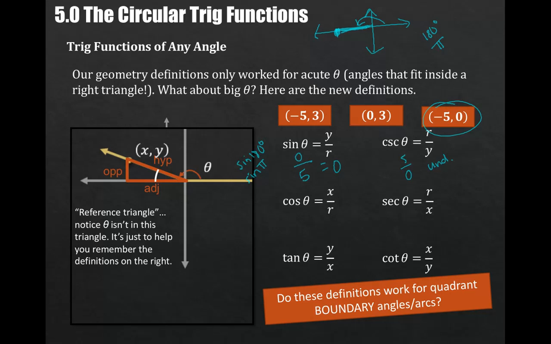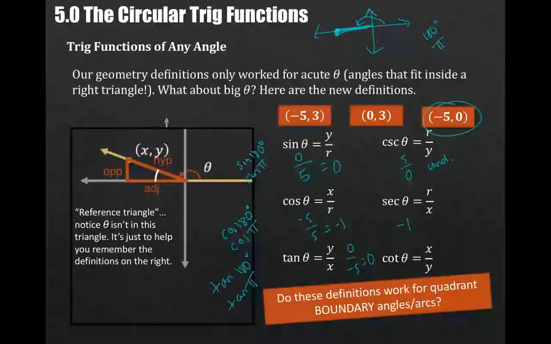The cosine of theta, x over r, would be negative 5 over 5, which is negative 1. Well, what was the cosine of 180, or the cosine of pi? It's negative 1. The secant of theta, the reciprocal of that, is just negative 1. And my last two, the tangent of theta, y over x, 0 over negative 5, is just 0. Well, what was the tangent of 180, or the tangent of pi radians? Those were 0. The cotangent would be negative 5 over 0, which is undefined.